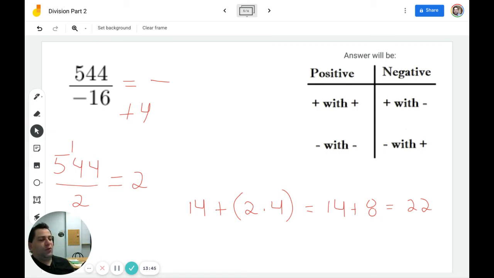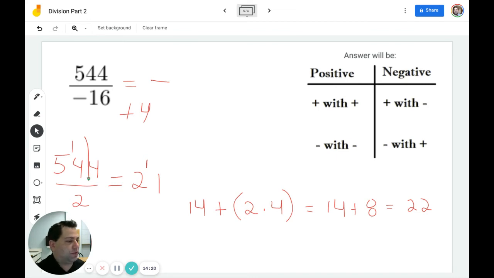2 goes into 22 11 times. So whenever you have a value greater than 9, this is how you have to write it. I write my 1 from my 11, and then I add 1 to the place value to the left. So I'm going to just indicate it like that. Two times 11 is 22. 22 minus 22, there is no remainder.